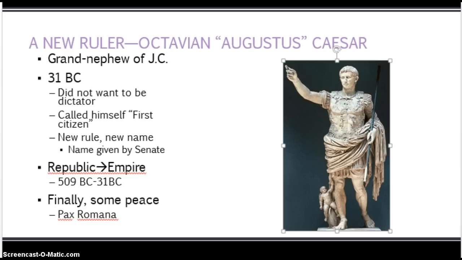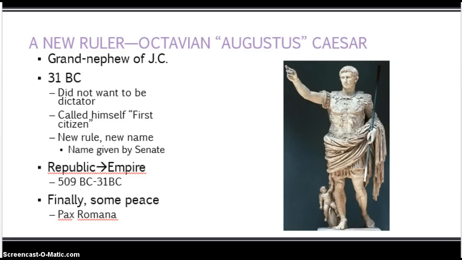Right, so now we have Octavian Caesar. He is the grandnephew of Julius Caesar. He takes over in 31 BC. He, however, did not want to be a dictator like Julius Caesar. He did not agree with that. He termed himself the first citizen of Rome instead, so that he was someone for people to look up to.